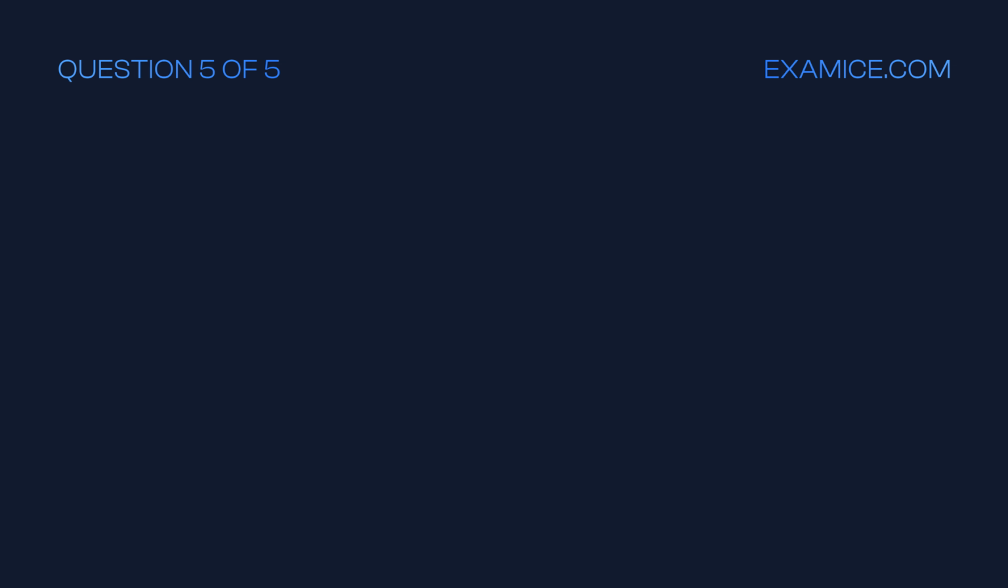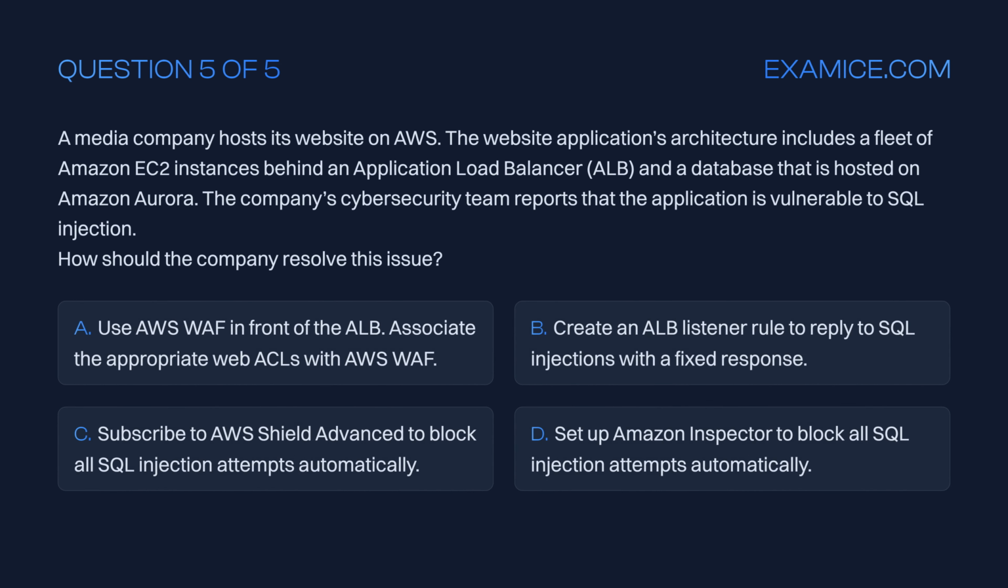Question 5. A media company hosts its website on AWS. The website application's architecture includes a fleet of Amazon EC2 instances behind an application load balancer and a database that is hosted on Amazon Aurora. The company's cybersecurity team reports that the application is vulnerable to SQL injection. How should the company resolve this issue?